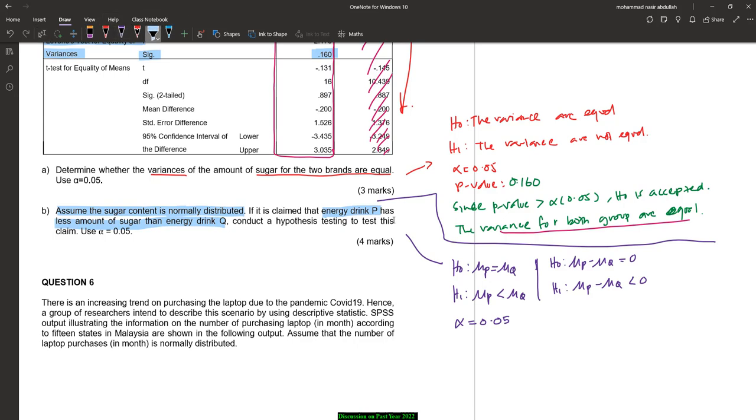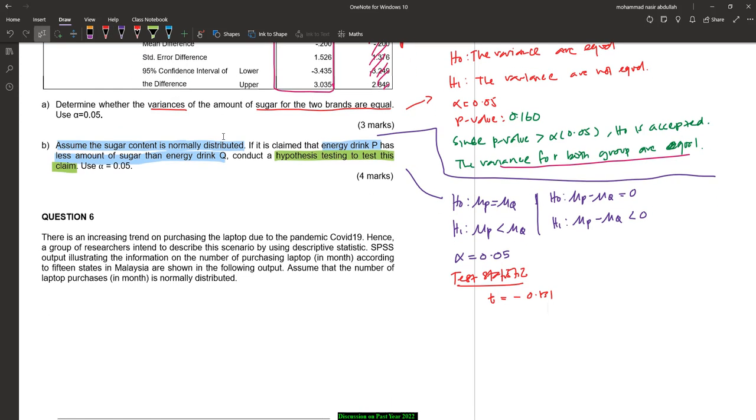It says here to conduct a hypothesis testing for this claim. We can use either the p-value or the t-distribution. So let's use the t-distribution test statistic. t is equal to negative 0.131, right? Our degree of freedom is 16.